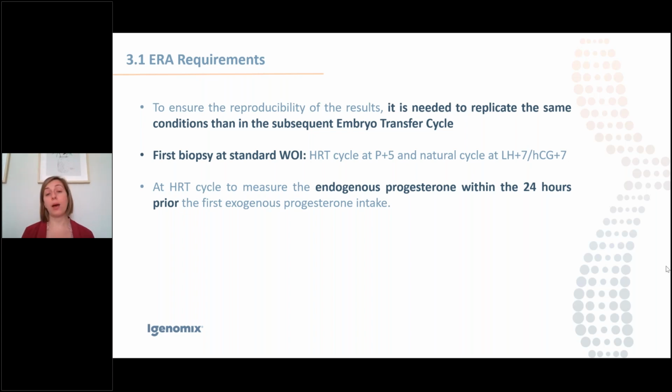Because if you collect the biopsy at P+6 instead of P+5, which is the recommended day, you will have a higher risk of obtaining a post-receptive result and then needing to do a new biopsy at P+5. So it does not make too much sense. It is better to cancel and to wait until the proper day to collect the biopsy.